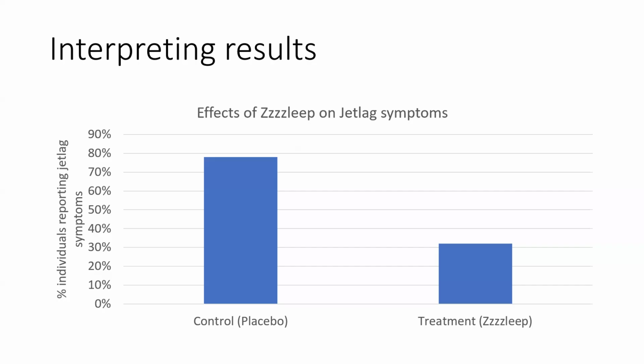Okay, so almost everybody said it works, and that's correct. Because when you give people placebo, is it supposed to help them with anything? No, and that's what we see, right? 80% of the group reported jet lag, and the 20%, some people just don't get bothered by jet lag, right? So maybe that's just a small percent of individuals. But with the drug, a lot fewer people are having symptoms of jet lag, so it must be helping.